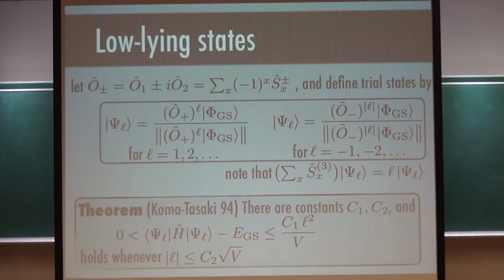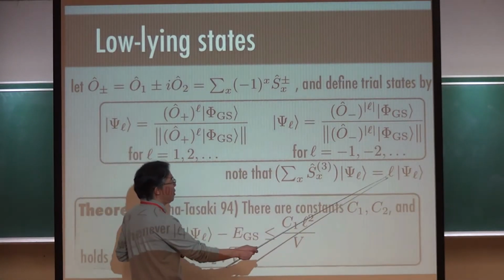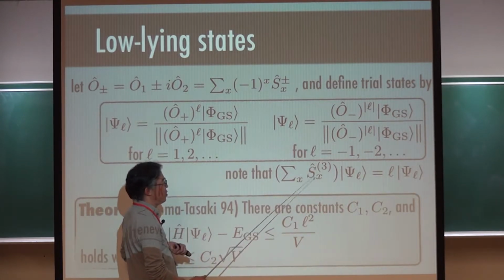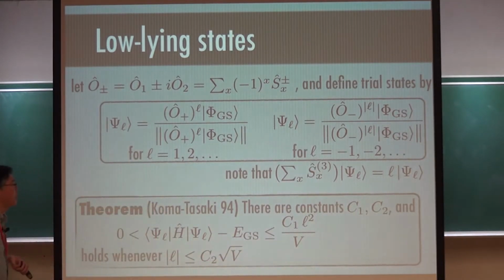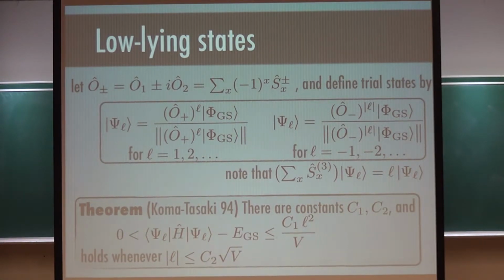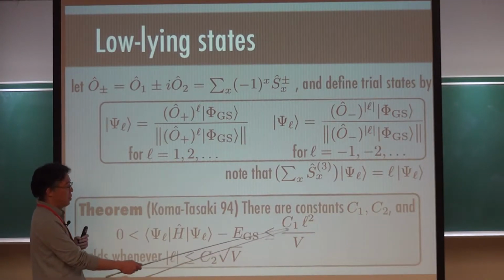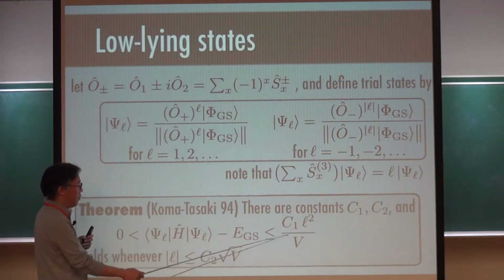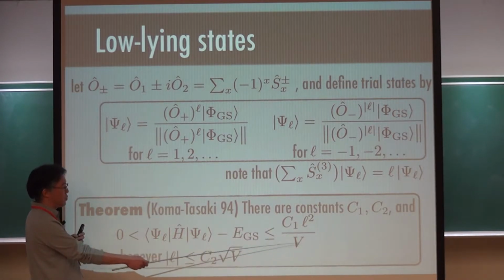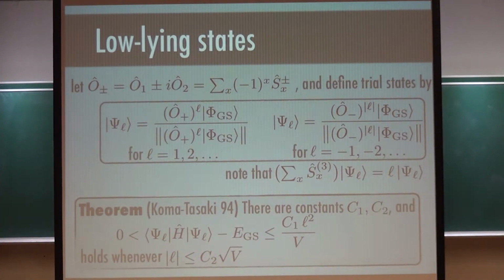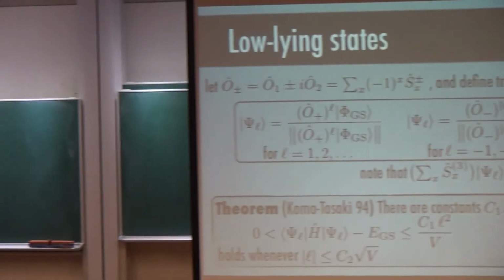So this one has fixed total S3, which is equal to L. So it's orthogonal to the ground state. And the first theorem by Tasaki states that this has very low excitation energy. It's very close to the ground state. The difference between the energy expectation value of this state and the ground state energy is bounded from above by L squared over V. So for small L, it's proportional to 1 over V. It's very, very small. And this can be proven. So this is a low-lying state.